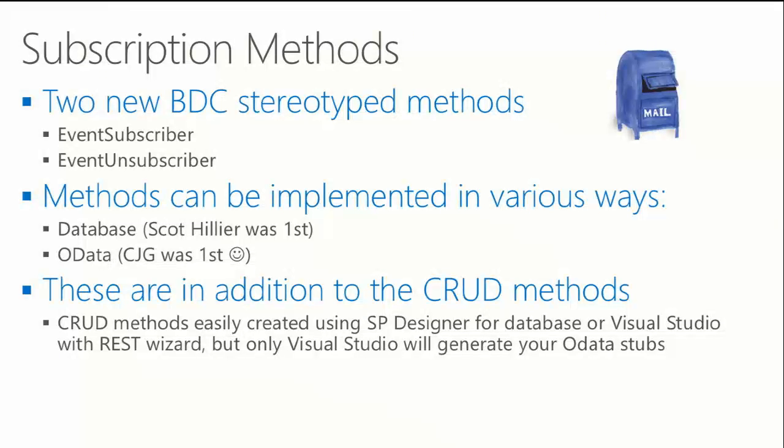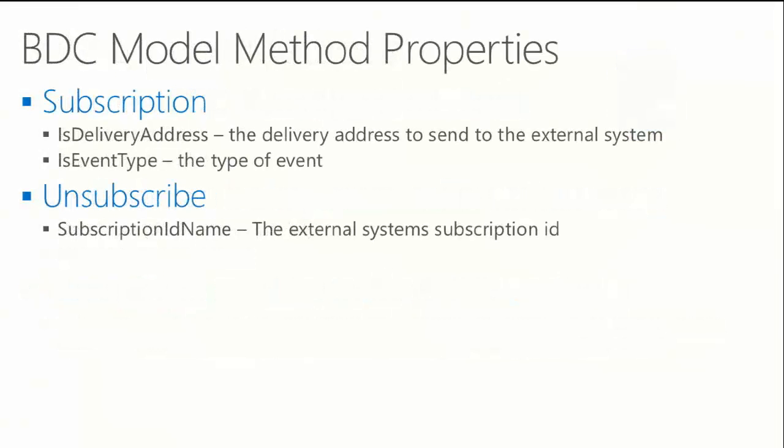So these are in addition to all the other methods that were already there, the CRUD methods that are part of BCS. These are two new ones that we can actually add in. And when we look at them, when we say we want to subscribe, it's an alert. I want to set up an alert on an external list and get email when the data changes.